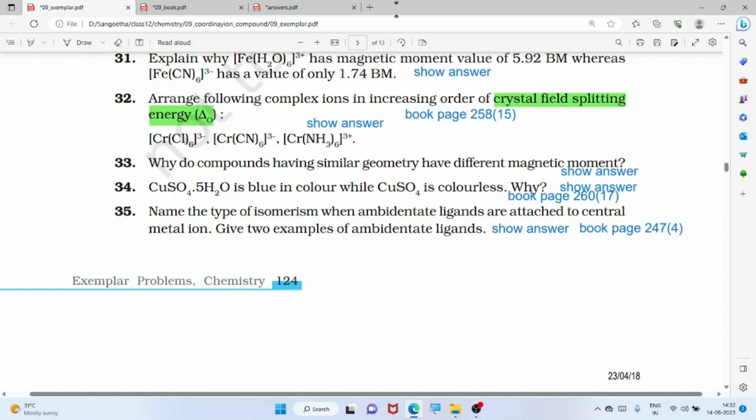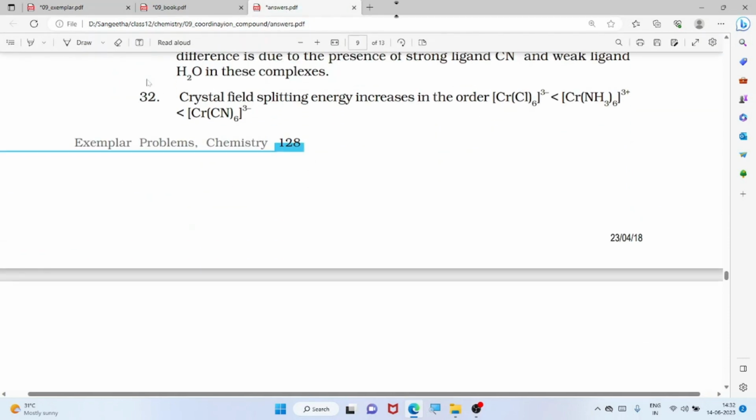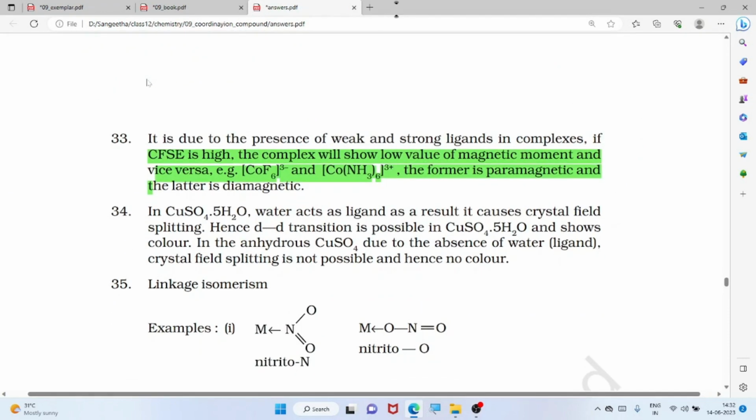Why do compounds having similar geometry have different magnetic moments? Okay, 33. It is due to the presence of weak and strong ligands, because strong ligands allow pairing, so there are fewer unpaired electrons. If the CFSE is high, the complex will show a low magnetic moment and vice versa. Okay, maybe paramagnetic.